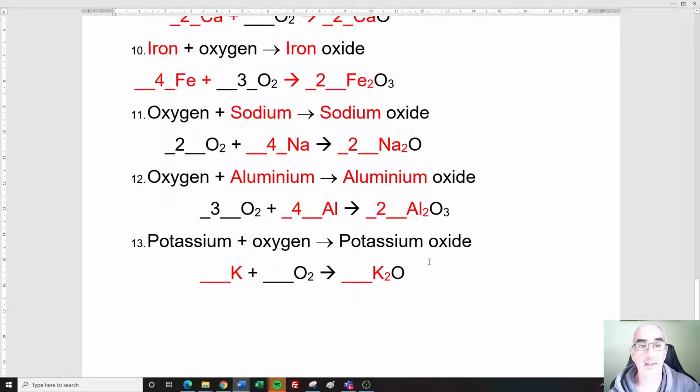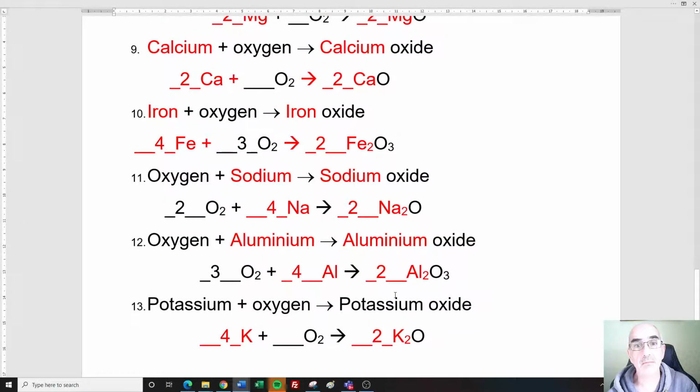And the last one, potassium. Right, let's go for this. We have got, oh dear. Let's start with the oxygens. Doesn't matter where you start, but we'll start with that. We've got 2 oxygens here, and we've got 1 there, so I'm going to stick a 2 in front of this. So if I stick a 2 in front of that, 2 oxygens, we're all good. I can stick a 1 there, but we're not going to bother. But we've now got 4 potassiums, so I'm going to stick a 4 there.